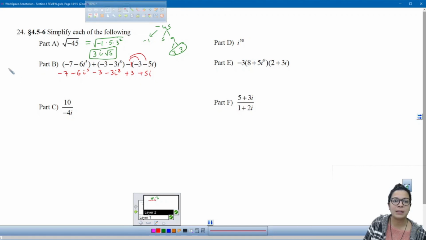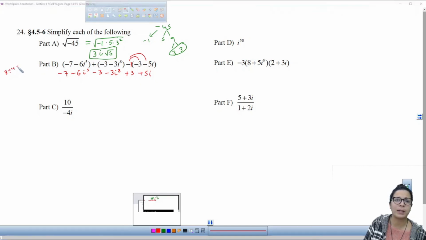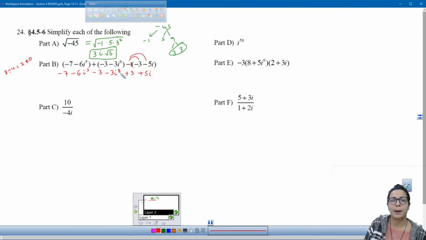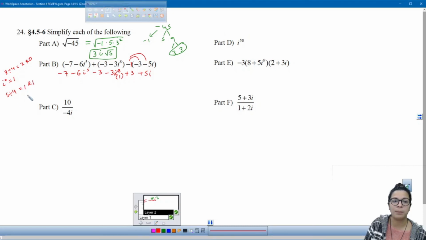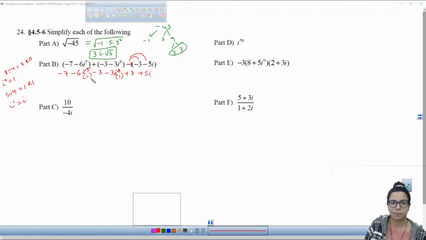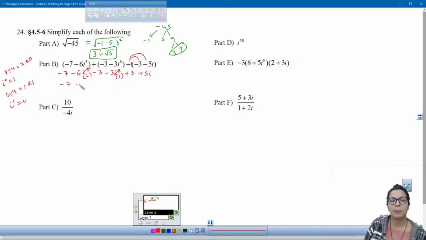Now, i to the power of 8, 8 divided by 4 is 2, remainder 0. So i to the power of 8 is equivalent to i to the power of 0, and i to the power of 0 is 1. So this is the same thing as 1. Then i to the power of 5, 5 divided by 4, 4 goes into 5 one whole time, and you get a remainder of 1. So i to the power of 5 is the same thing as i to the power of 1, which is, of course, just i. So this is just i. So you have negative 7 minus 6 times i minus 3. Negative 3 times 1 is just negative 3 plus 3 plus 5i.